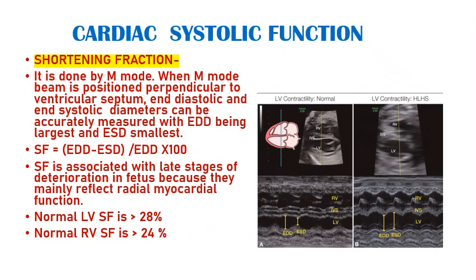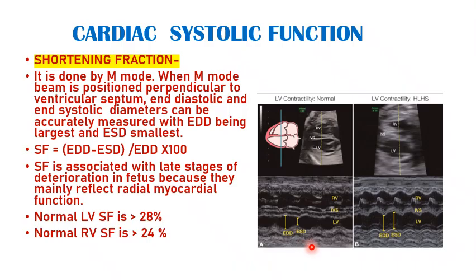Another way to assess systolic function is shortening fraction. It is done by M mode, when the M mode beam is positioned perpendicular to the ventricular septum, and diastolic and systolic diameters can be accurately measured, with EDD being the largest and ESD the smallest. Shortening fraction is equal to EDD minus ESD divided by EDD into 100.